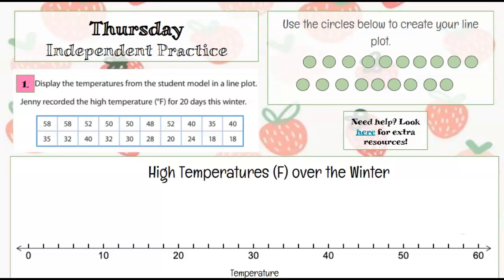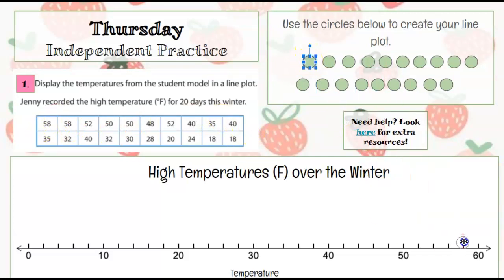Going to go over Thursday's independent practice problems together. So the first thing I did was I went ahead and titled my graph based on the problem that Jenny recorded the high temperatures in Fahrenheit for 20 days this winter. So I named it high temperatures in Fahrenheit over the winter. Now I'm going to drag each dot to represent one of the numbers on the chart.